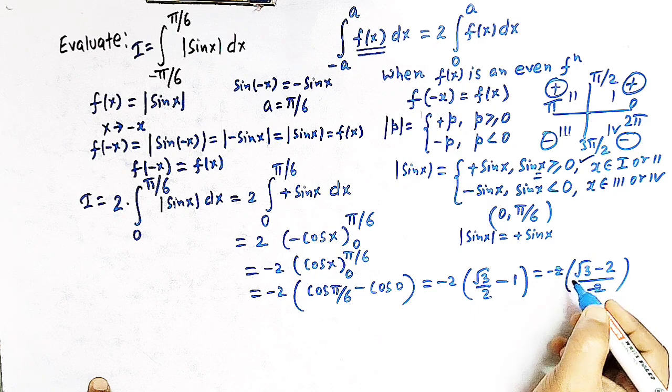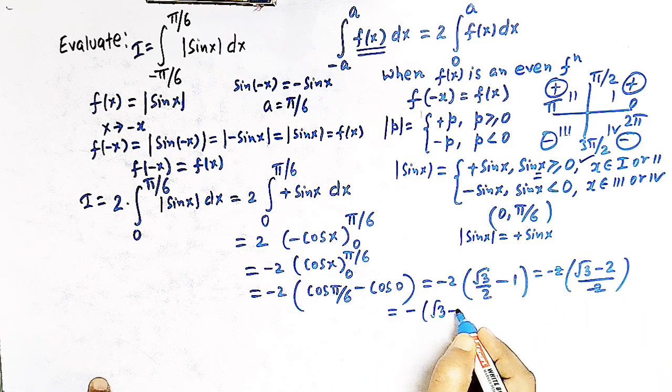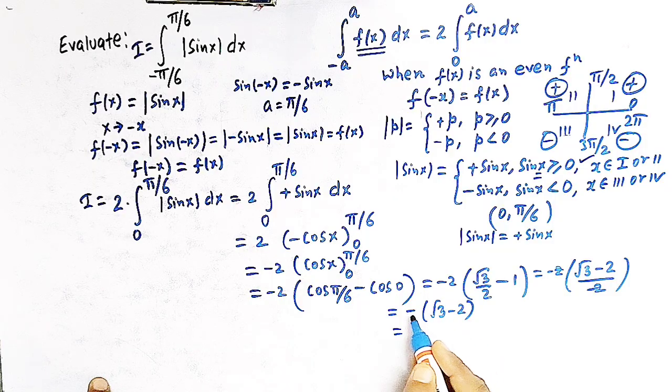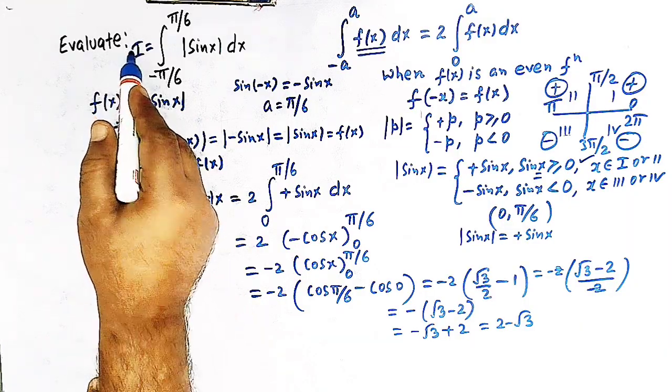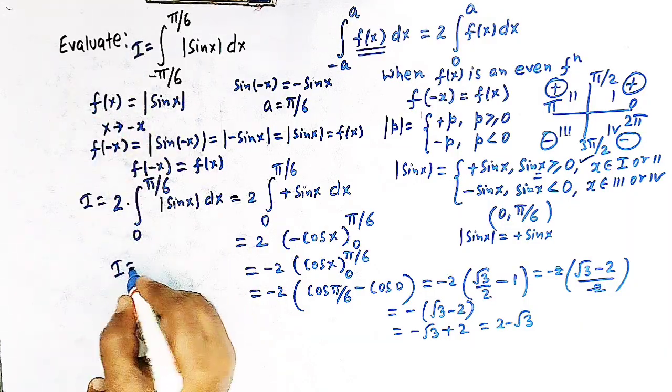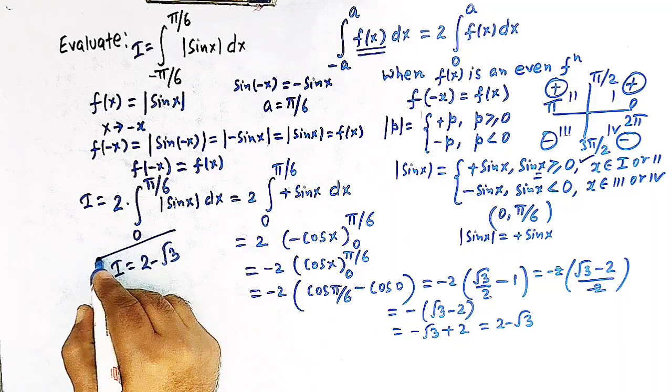Now 2 and 2 get cancelled, so we have minus root 3 minus 2, and taking this negative sign inside this bracket, we have minus root 3 plus 2. So we can write 2 minus square root of 3. So the value of this integral is given by 2 minus square root of 3.